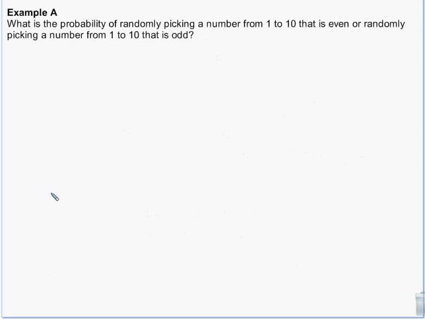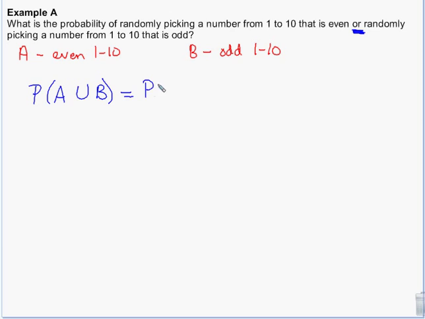What is the probability of randomly picking a number from 1 to 10 that is even? So A is an even number between 1 and 10, and B is an odd number, 1 to 10. This is an OR. When it's OR, we have the probability of A or B, so that's going to be the probability of A plus the probability of B.